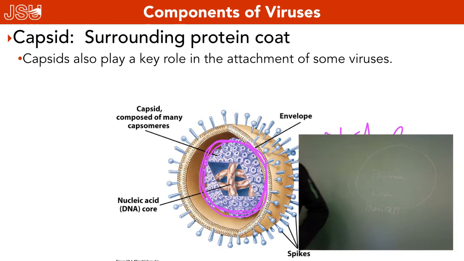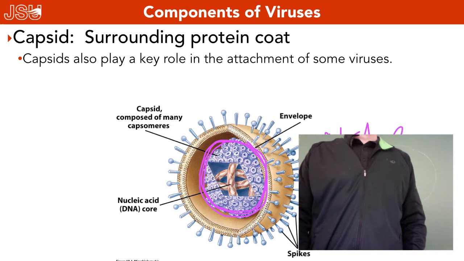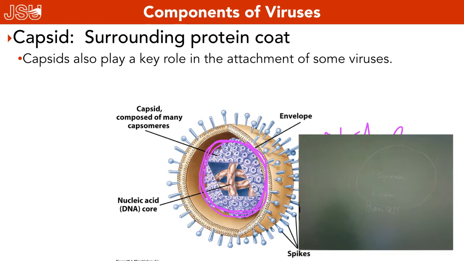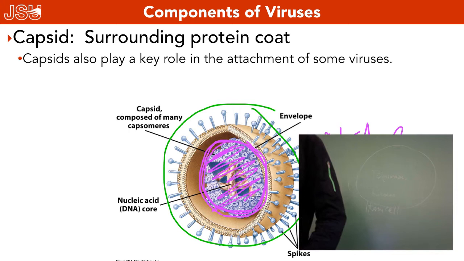If they have an envelope, they are an enveloped virus, and they have a capsid as well, correct. So an enveloped virus will have a capsid surrounded by an envelope, whereas a naked virus will only have the capsid structure here. Naked, as in lack of clothing.